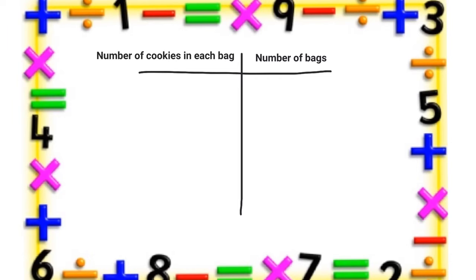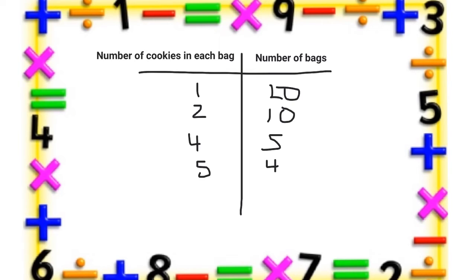Rather than keep going, I'd like to recap what I've found so far. If I put 1 cookie in each bag, I used 20 bags. When I put 2 cookies in each bag, I used 10 bags. I tried putting 3 cookies in each bag, but that didn't work out with an even number. When I put 4 cookies in each bag, I used 5 bags. And when I put 5 cookies in each bag, I used 4 bags.